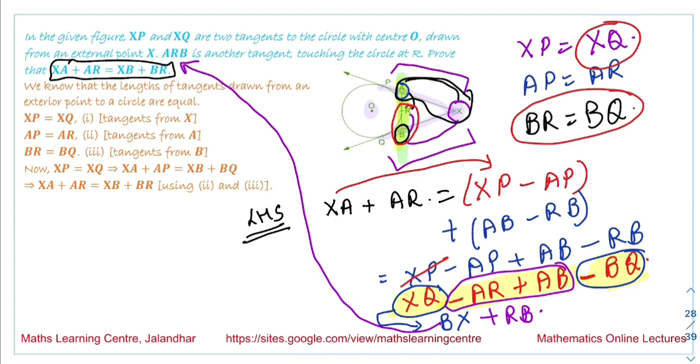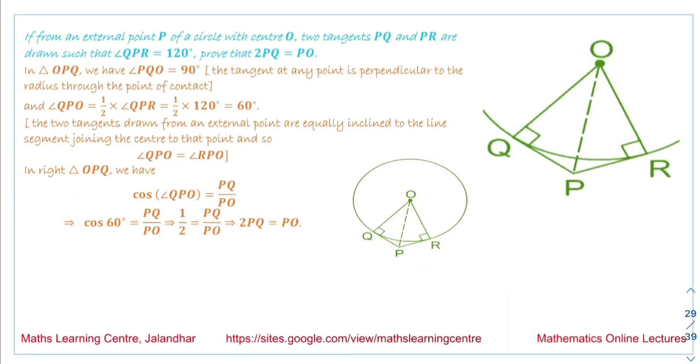Now in this next question, we are given that P is an external point and O is the center of the circle. This P is the external point from where we have drawn these two tangents, and the angle at P over here is given to be 120 degrees, and we have to prove that 2 times PQ, this length PQ, is equal to PO.